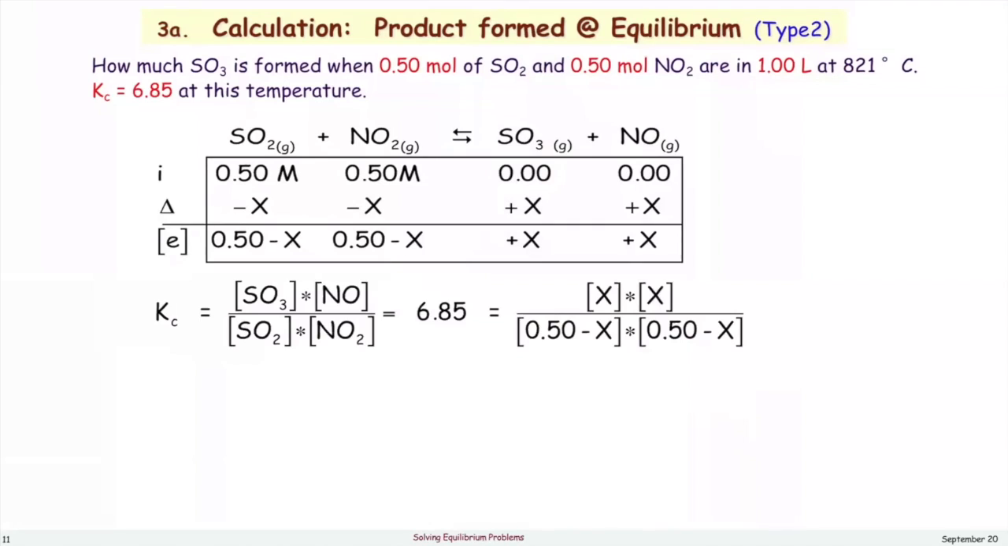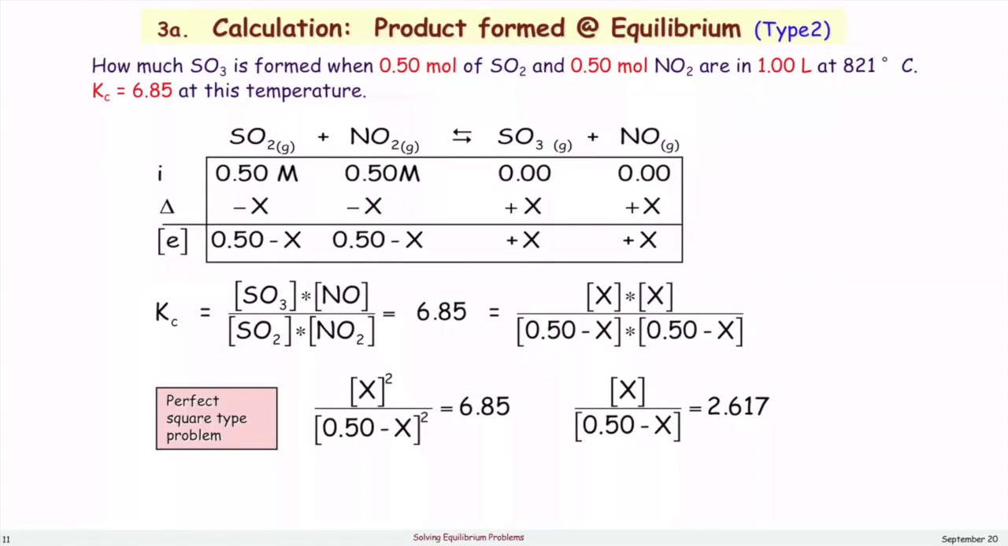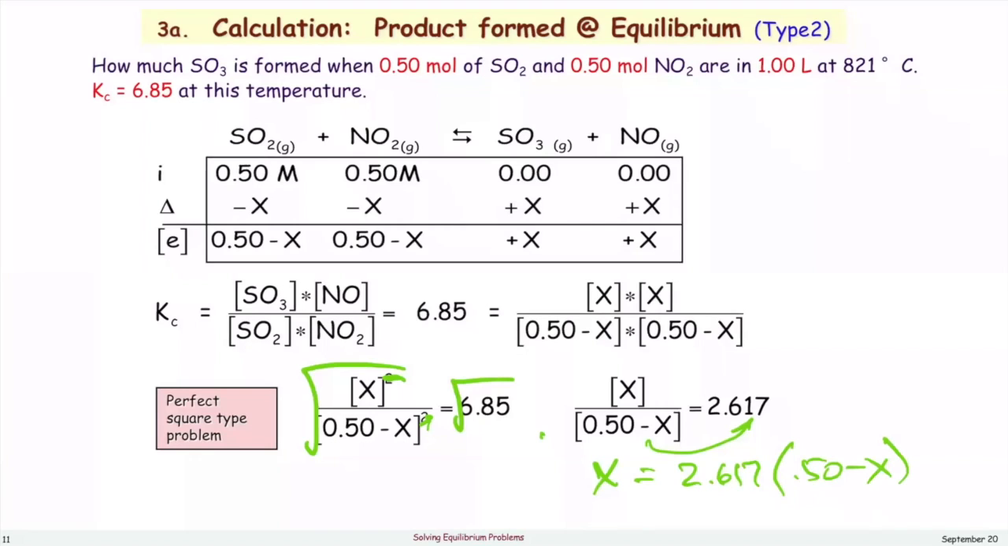Okay? Everything becomes clear. When you take the square root of both sides, the square root of 6.85 is 2.617. The squares now drop off when you take the square root of the left side, and all you have is x divided by 0.50 minus x equals 2.617. Now you need to do the math. X equals 2.617 times 0.50 minus x, but you don't have a quadratic here.